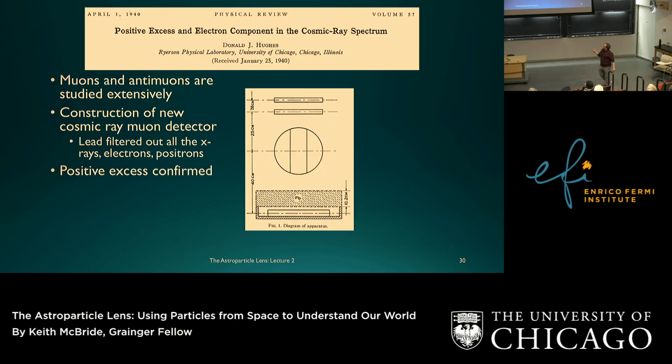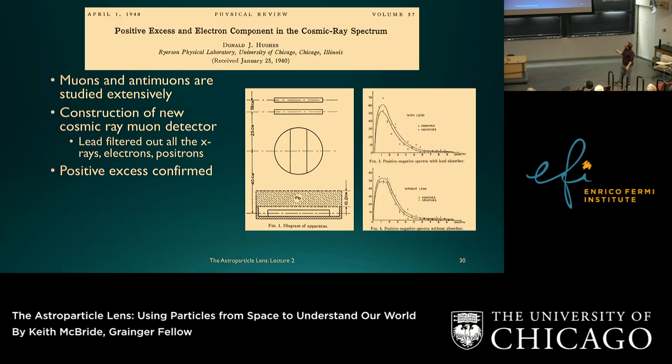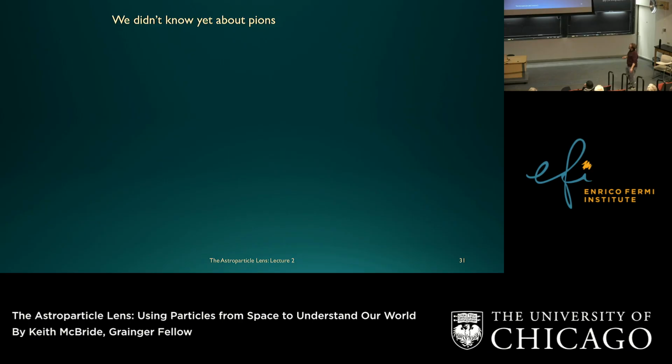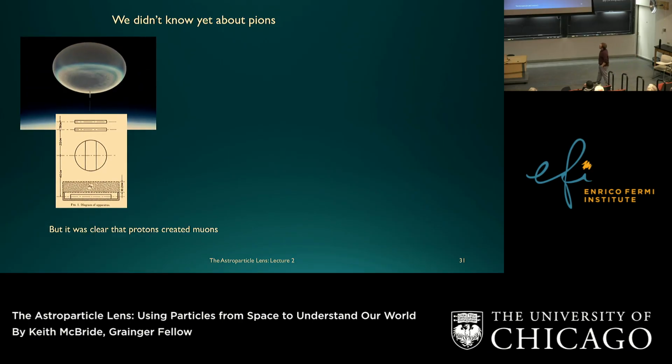So they use this lead to filter out, and they were able to say, yes, there's definitely a positive excess, right? They can measure the energy of these particles and the counts for different runs of this detector series, and they get positive over negative by the right fraction, consistent with what Compton had seen with the east-west effect. So they were able to say there's more positive muons than negative muons. Cosmic rays, whatever they are, are positive charges, and some of them seem to be muons. But we didn't know yet about pions.